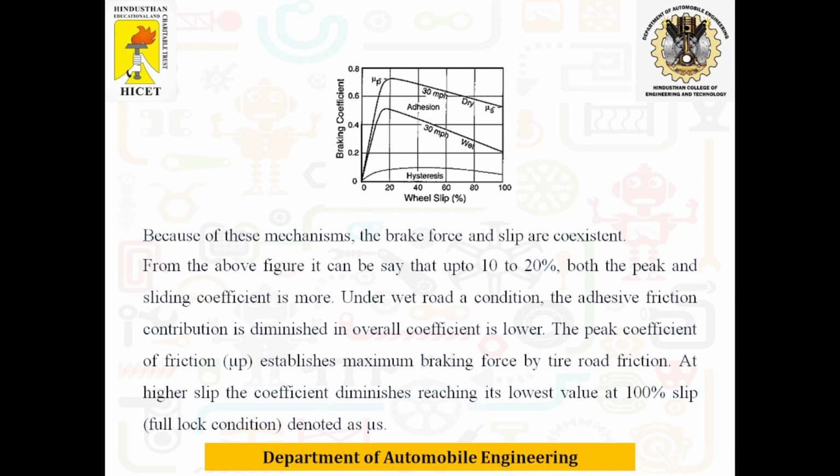The peak coefficient of friction, μp, establishes the maximum braking force by tire road friction. At high slip, the coefficient diminishes, reaching its lowest value at 100% slip, that is full lock condition, which is denoted as μs.